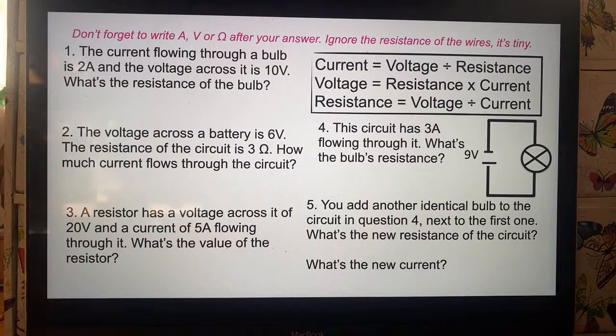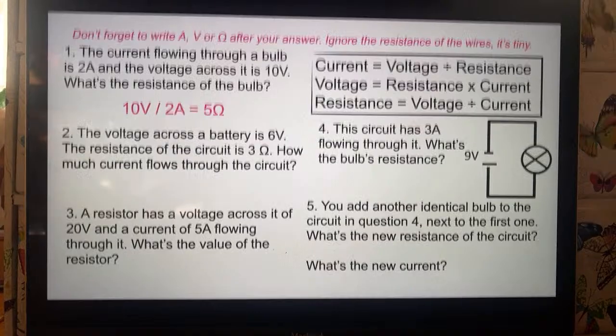Okay, let's go through the answers, shall we? The current flowing through a bulb is 2 amps and the voltage is 10 volts. What's the resistance of the bulb? Well, it's pretty easy, isn't it? You just check that the current is related to the bulb and the voltage is relating to the bulb, and it is. So the resistance is just the voltage divided by the current, which is 10 volts divided by 2 amps, which is 5 ohms.